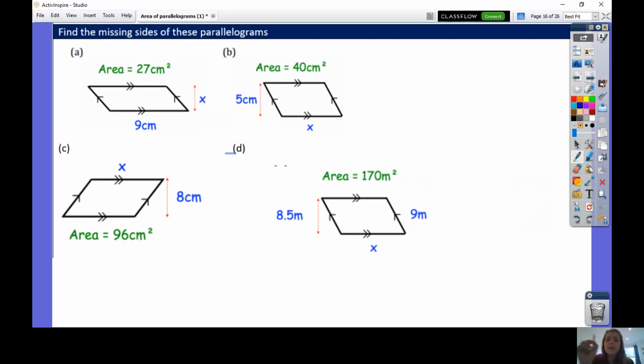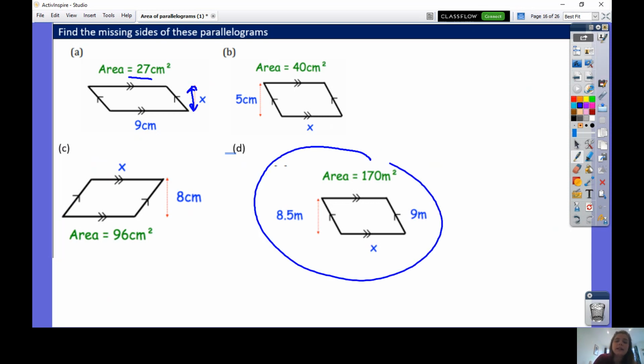Okay, so I'm now going to show you the next group of questions. Here, you've got the area and you're looking for the missing sides. Won't take particularly long. This one is a little bit harder and you'll have to think really carefully about how you can find that missing angle. Be creative with your numbers and your methods. Pause the video and try these 4 questions.